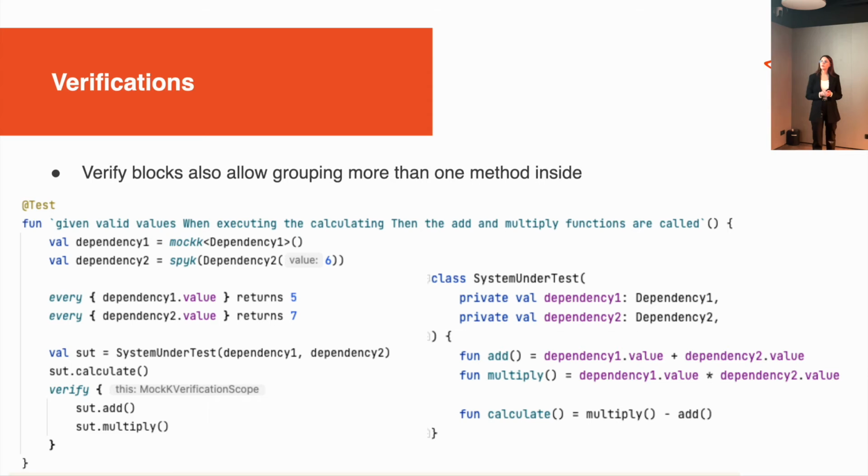Also, with these verify blocks, we can pass multiple functions to them, so not just one. So it allows grouping more than one method inside. And if we change this a little bit and say that we now have a calculate function, and then we have add and multiply functions, and we want to check if every time we are calling this calculate method, we are actually calling multiply and add functions, we will do it the same way. So we'll just say verify, and then inside of this we will pass the two of them, and this will also succeed.